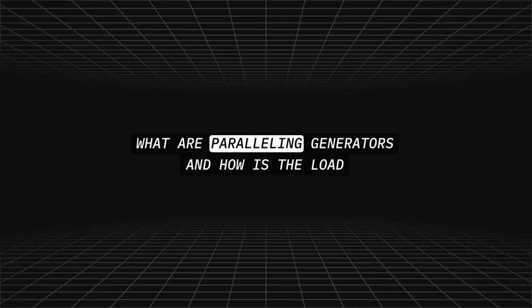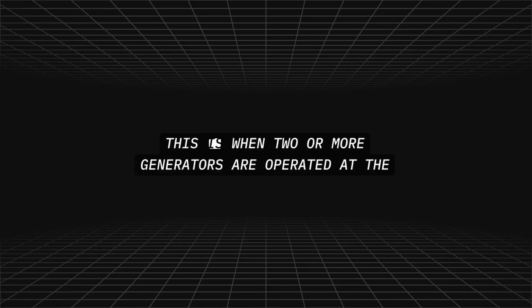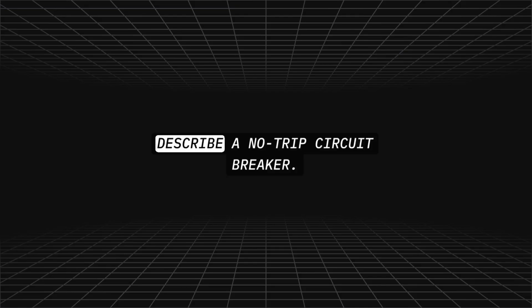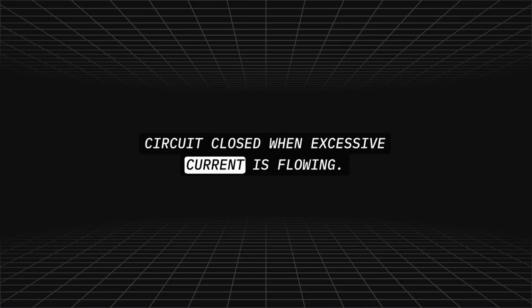What are paralleling generators and how is the load distributed? This is when two or more generators are operated at the same time to supply power for a load that must be shared equally. Describe a trip-free circuit breaker. A trip-free breaker makes it impossible to manually hold the circuit closed when excessive current is flowing.